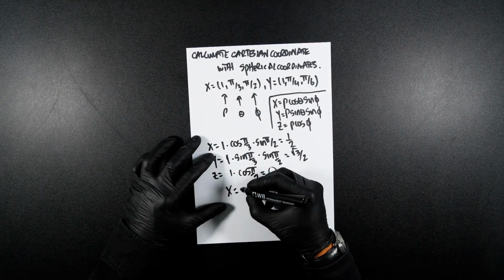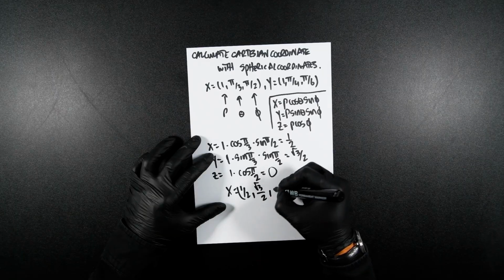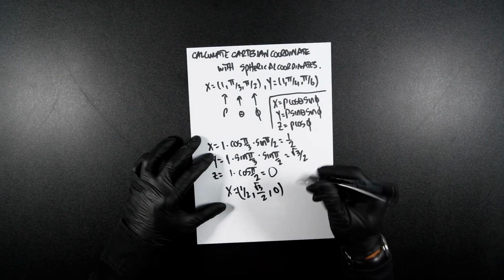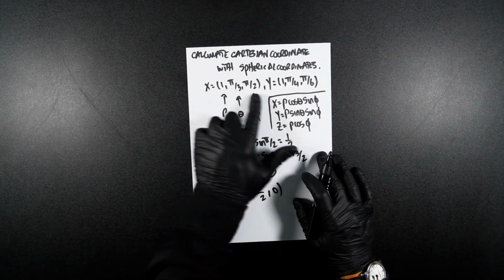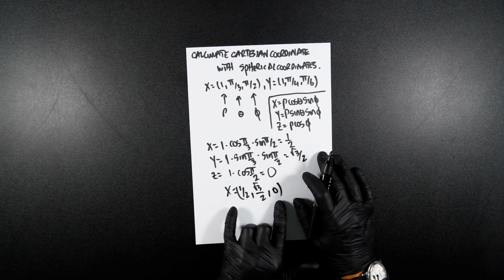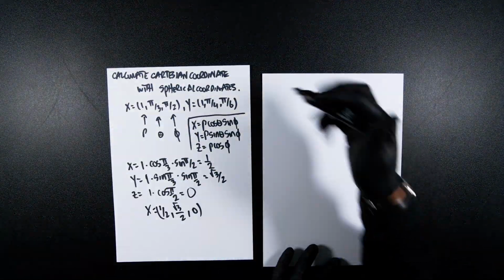So x is going to be a half, root 3 over 2, and 0. So we've now converted this spherical coordinate, this vector, into a Cartesian one. Let's now do it for the y. Same as we did again.